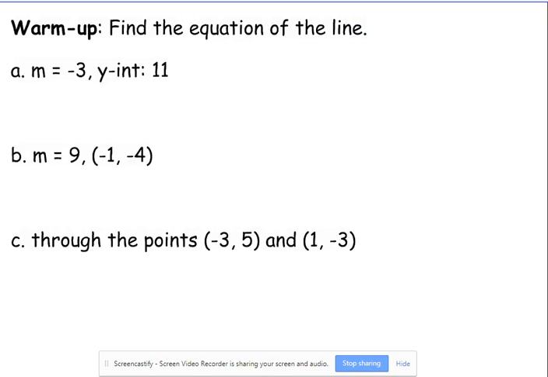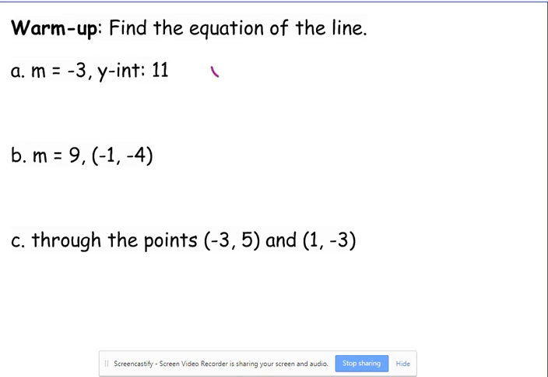Okay, I need you to do this warm up, okay? I want you to find the equation of the line. We've got 3 different lines here. I gave you 3 different pieces of information. So pause the video, see what you remember as far as writing the equation of the line, and then come back and check out my explanation.